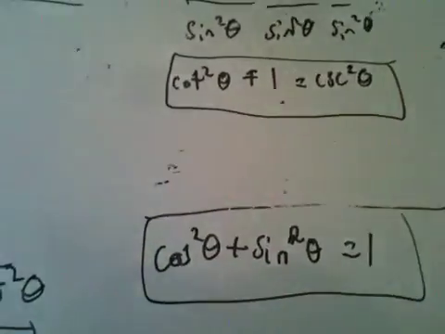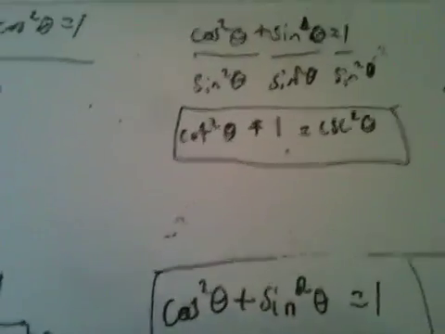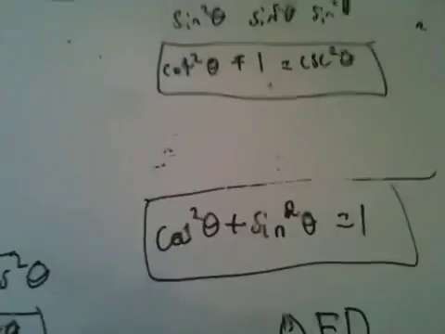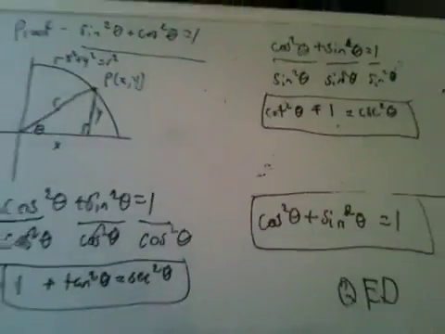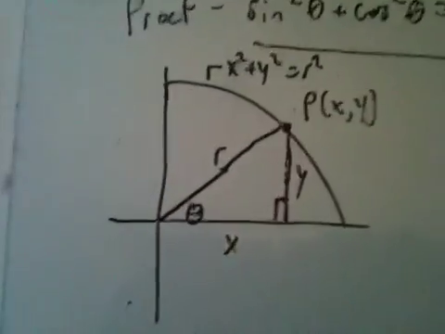So in a matter of 6.5 minutes, we managed to get all 3 of the basic Pythagorean identities done just by using the definition of the circle.